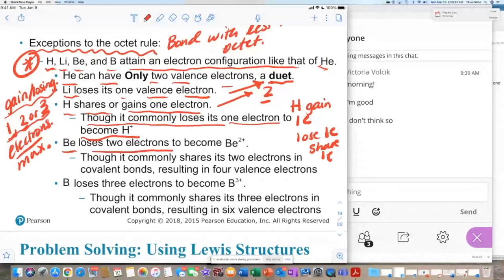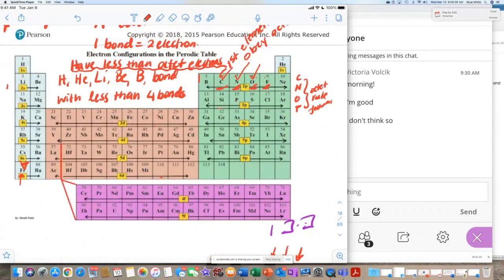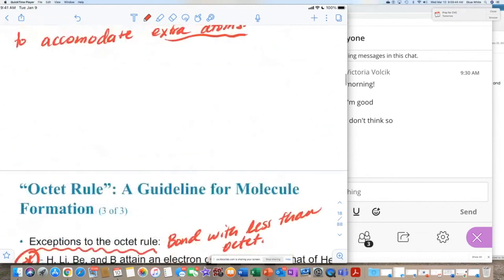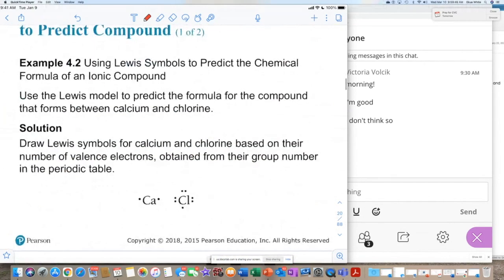Beryllium loses two electrons to become beryllium 2 plus. And then boron loses three electrons to become boron 3 plus. Okay. Remember, boron is a metal, beryllium is a metal, right? Based on its position. If you look right here, where was the zigzag? Did I remove this? Yeah. Beryllium, metal. Boron, yeah. Boron can lose and it can also share electrons, right? Because it's a metalloid, so it has the behavior of both.